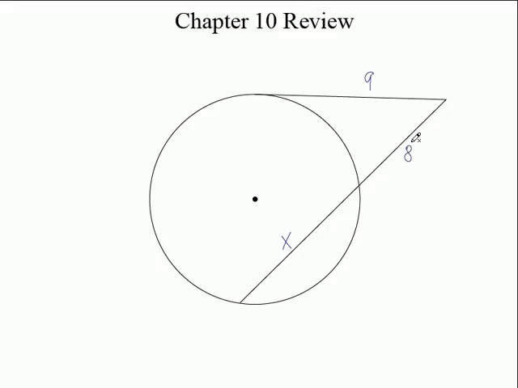What's the whole thing right here? A lot of people would say it's 8x. It's not 8x. The whole entire length from here to here is the sum of those two things, which is x plus 8. So it's going to be x plus 8. That's the whole thing times the outside part, the part that's on the outside, which is from here to here, which is 8. So I'm going to put an 8 right here.